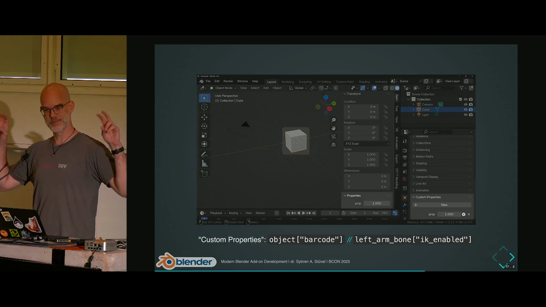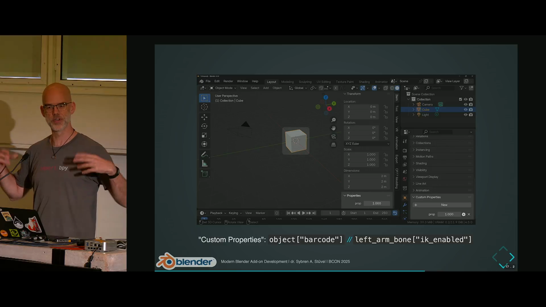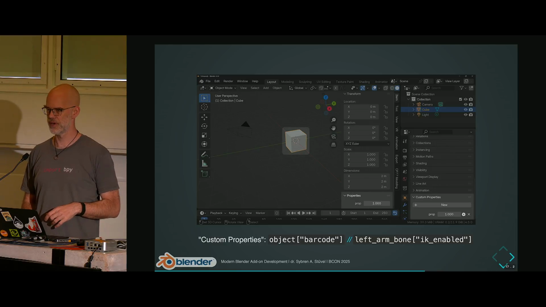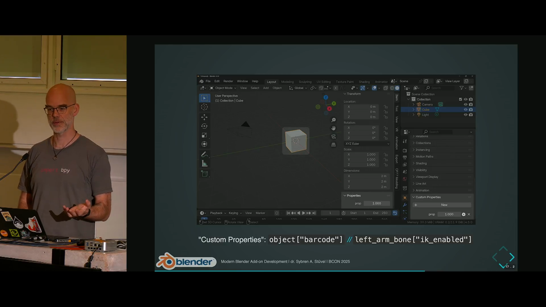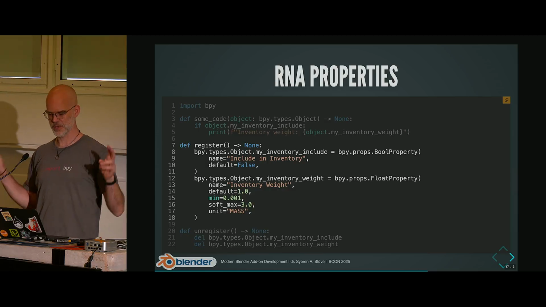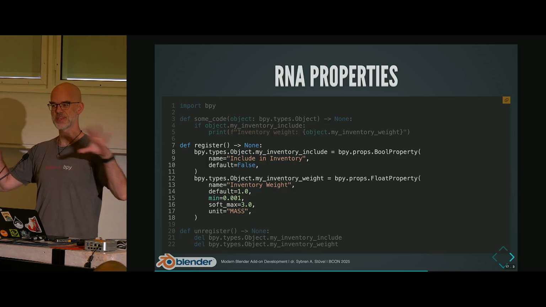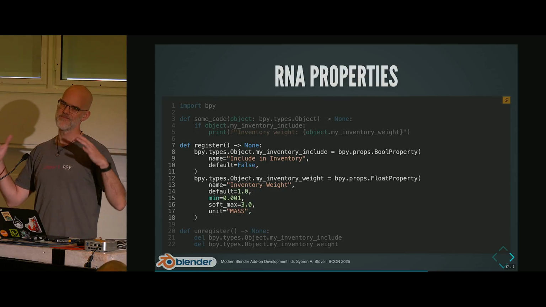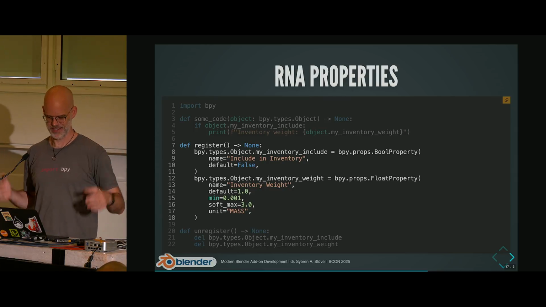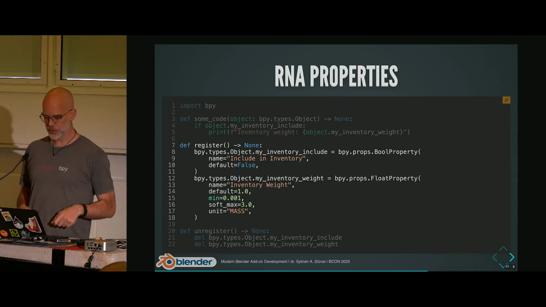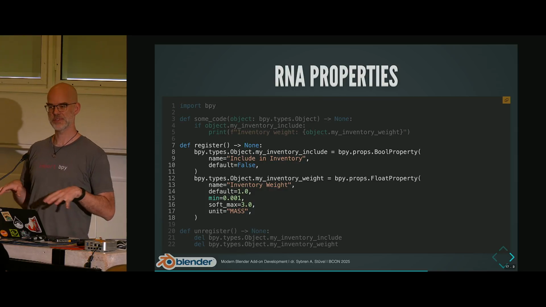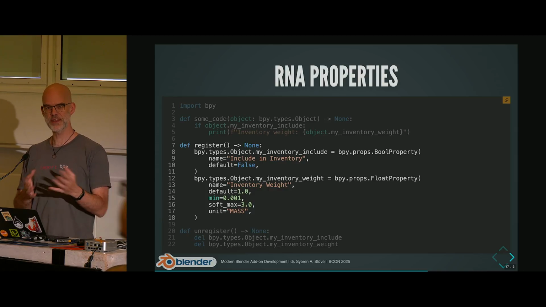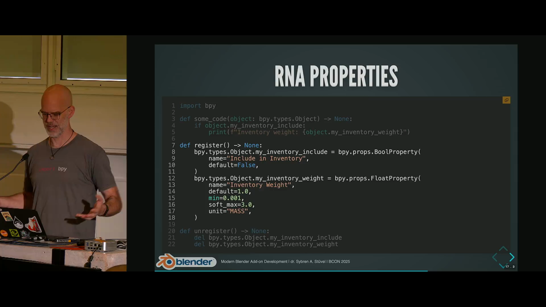Those are custom properties, but that's not the only way to add custom properties to your object when you're a Python developer. That's called the RNA properties. I'm not going into the name RNA. It's sort of Blender's Python wrappers for things. And the cool thing is, like the bpy.types things we've seen before, Blender objects have the type bpy.types.Object.